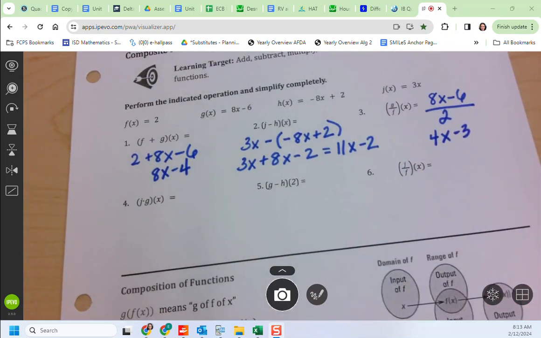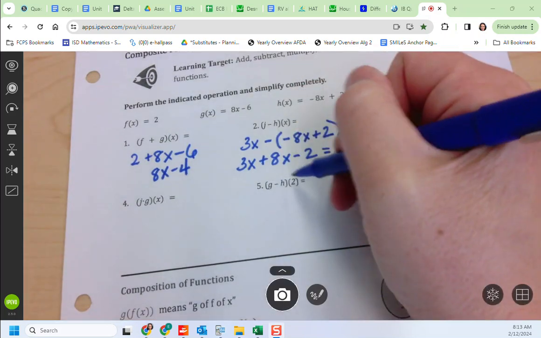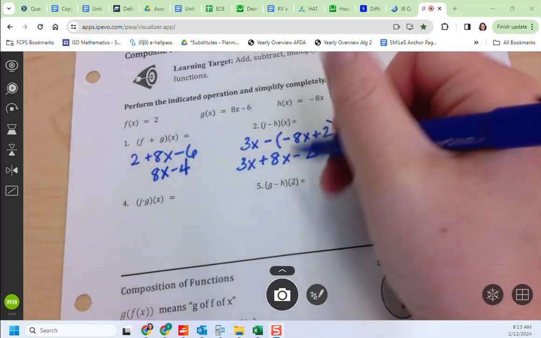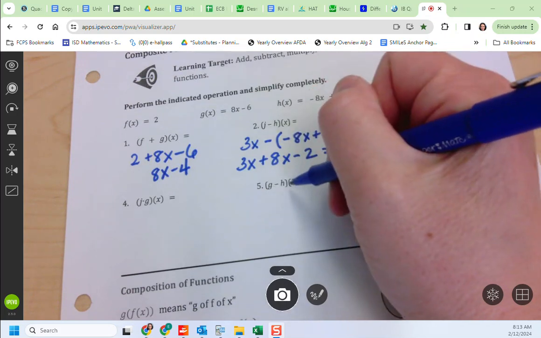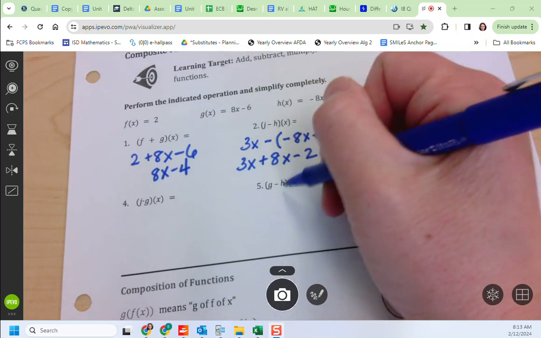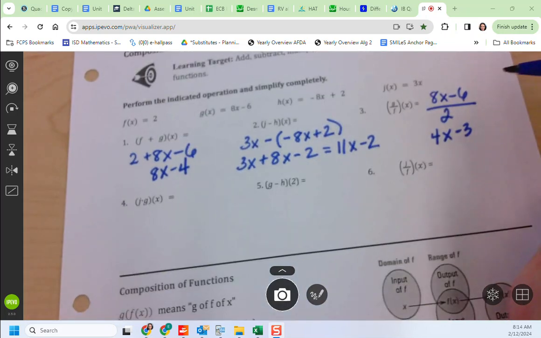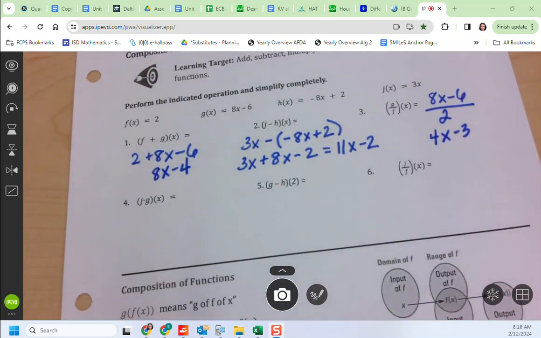So take a minute and see what you can do with 4 and 5 and 6. Notice for 5 that there's a 2 in there, and you'll just substitute 2 for the x's in function g and function h, and then subtract them. The other ones are just going to be in terms of x. Okay, let's see how you did.